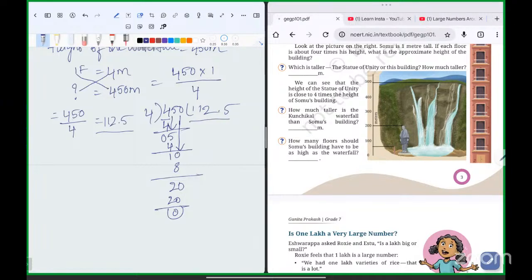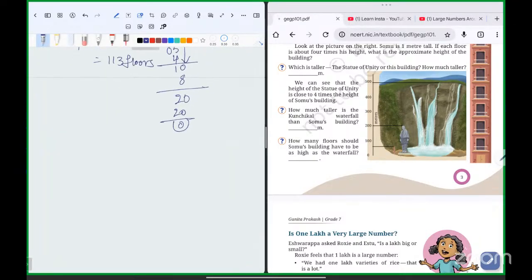These many floors must be in the building to match the height of the waterfall of 450 meters. So practically, 0.5 floor is not possible. 112.5, a half floor is not possible. So the approximate answer would be 113 floors. So the building of Somo must be 113 floors so that it is as tall as the waterfall.